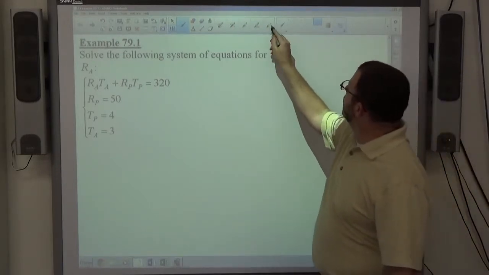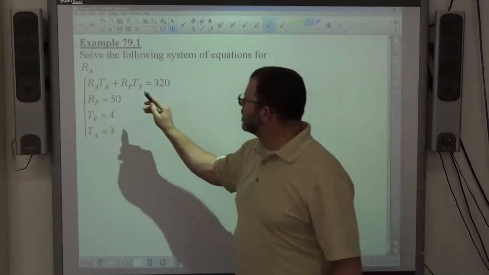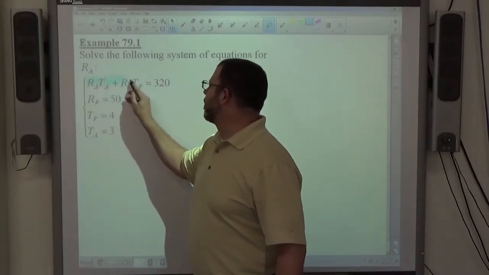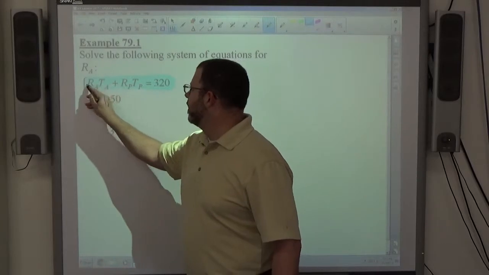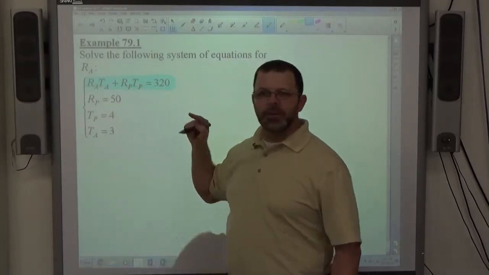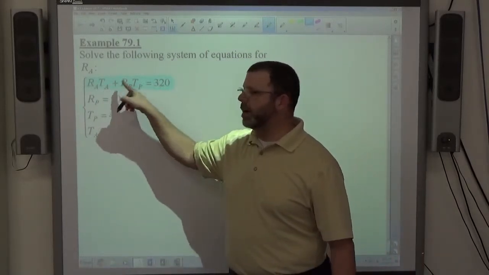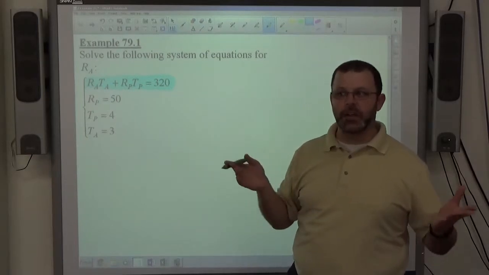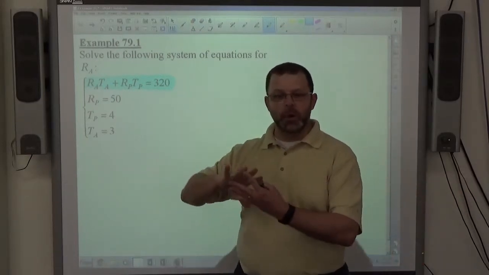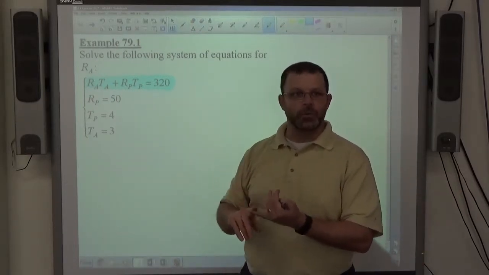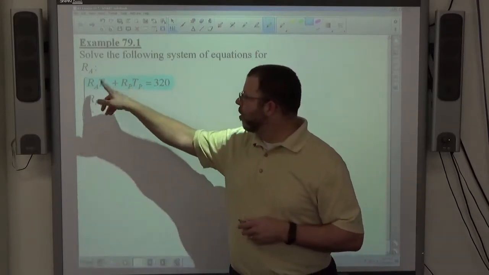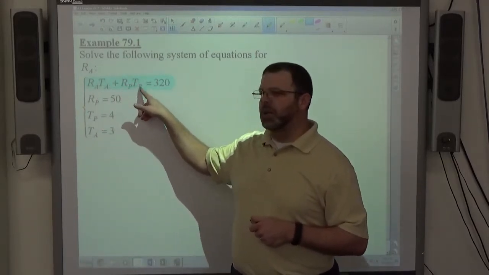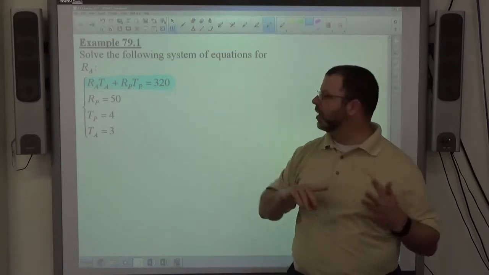And what I want you to notice on these problems is that there's four equations, four variables. R sub A and R sub P represent two different R values. T sub A and T sub P represent two different time or T values. The purpose of these problems is a rate time distance problem. So rate of Anna, time of Anna, rate of Paul, time of Paul.